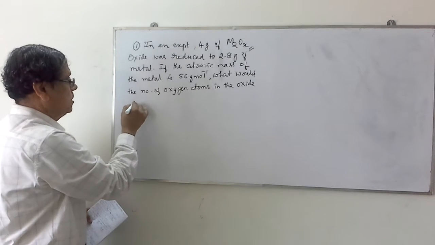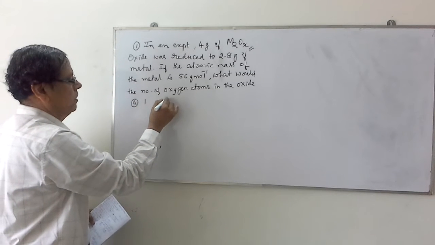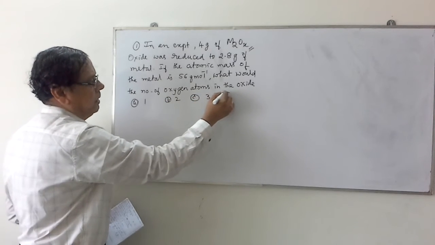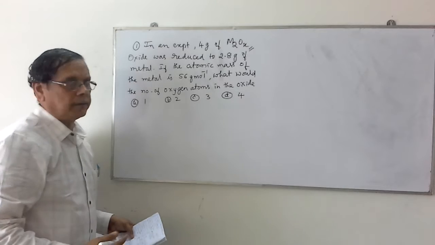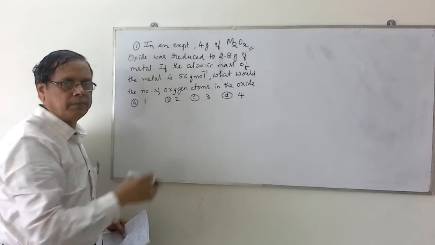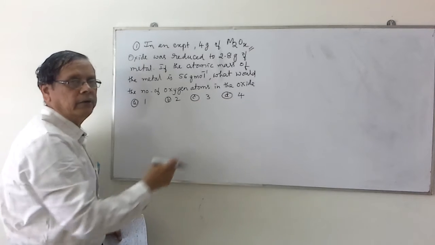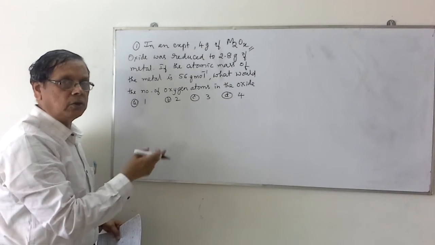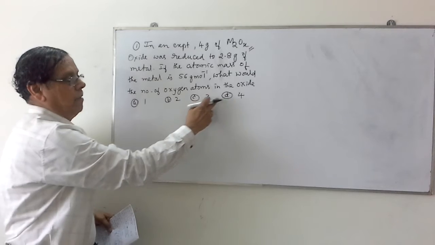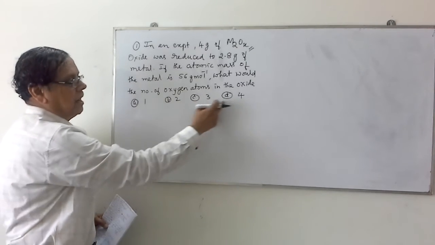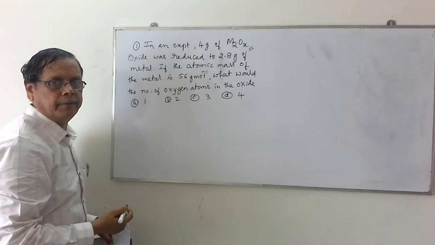So the options given are A1, B2, C3, D4. Remember, these options may be given in the reverse manner also: A4, B3, C2, D1. In that case, don't select the value, you select the option. First, we have to calculate the number of oxygen atoms in that one.